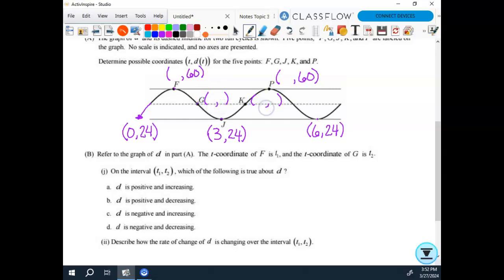To get these y values here, I can average them, halfway between 60 and 24. So I add them together, I get 84, divide by 2, that's 42, and this is 42. Okay, so I got all my y values in there. Then my x values, those are separated evenly as well, so I can add these two together, divide by 2. This is 3/2.